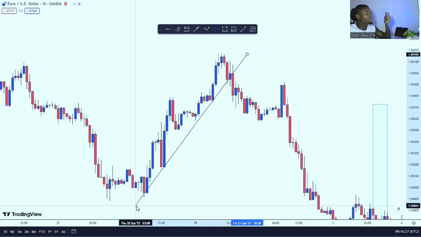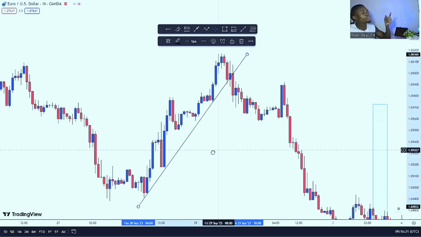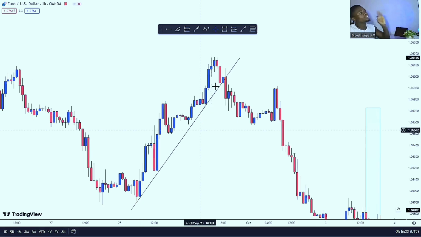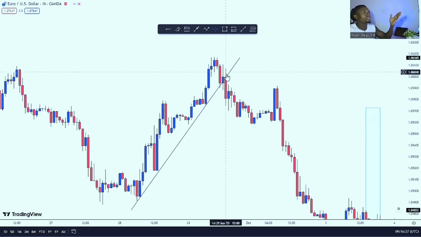Now, why did I draw it at the bottom and not at the top? It's because when the market is going up, I'm anticipating that if there is going to be a change of trend, the market could break the trend line that I just drew there. So that's the reason why I drew it below for the bullish.